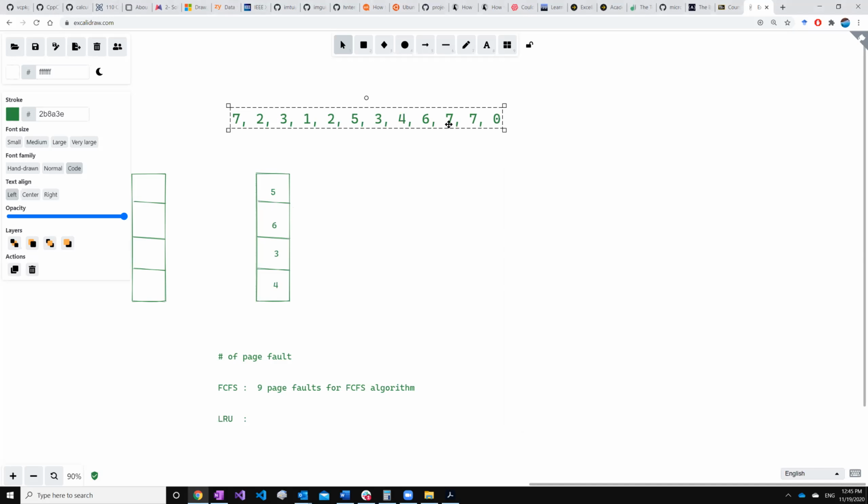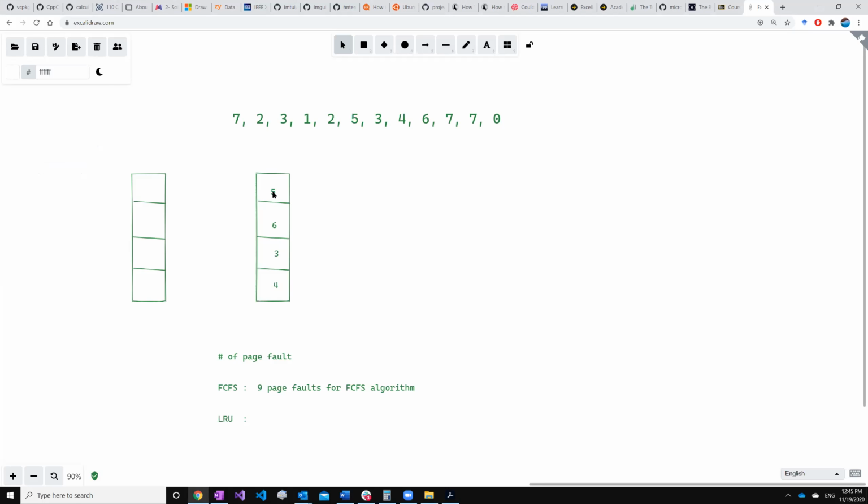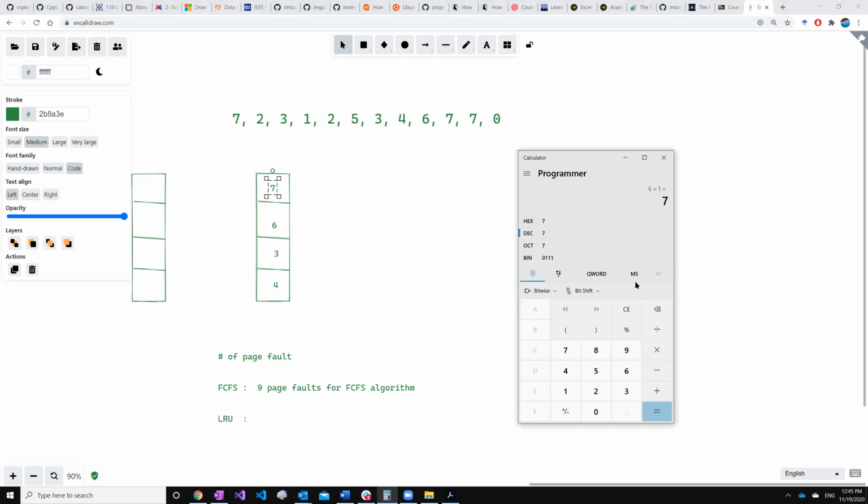So I need to find 7, but 7 is not in the table. Inside the table, I got 5, 6, 3, and 4, okay? So 5 is right here, 6 is right here, and 3 and 4 are right here. So which is the least recently used? It will be 5. So you are going to replace 5 with 7. Okay, so replace 5 with 7. And don't forget to increase the counter by 1.